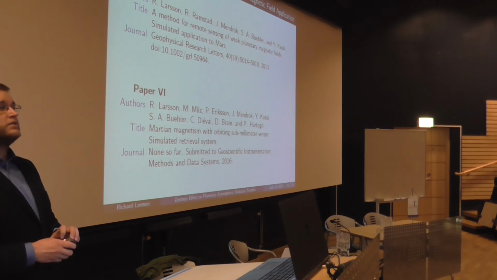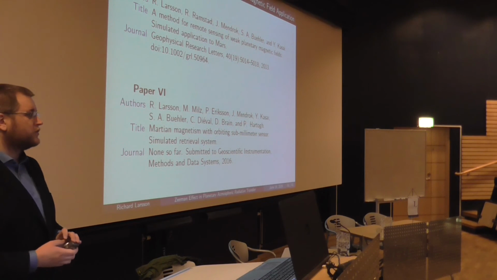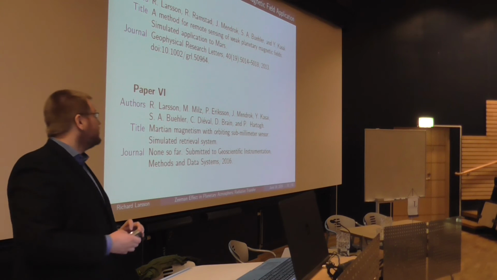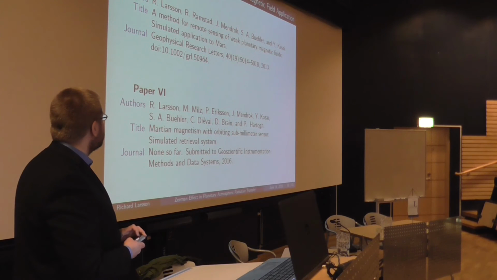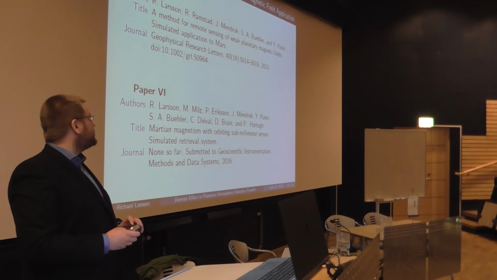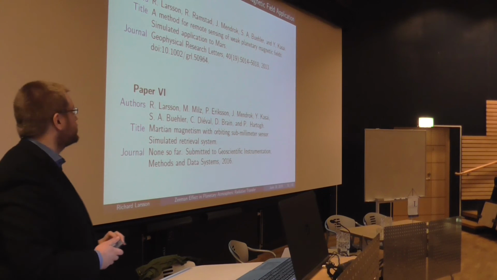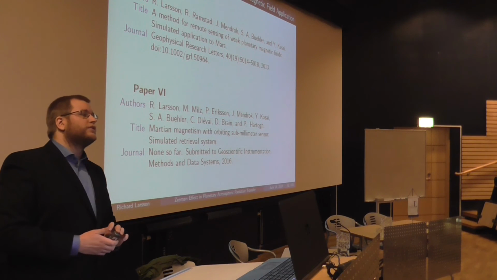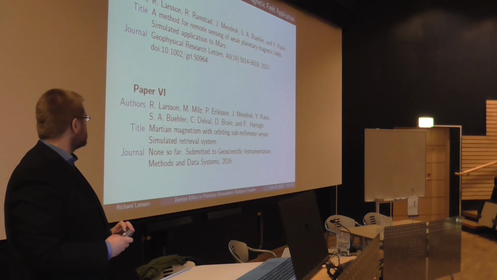Now, the last part of my talk is what I said before, that the Zeeman effect is, of course, how spectroscopy changes by magnetic fields. And one application for this should therefore be to retrieve magnetic fields. And so these are two papers about doing that on Mars. The first one is called A Method for Remote Sensing of Weak Planetary Magnetic Fields, where we show simulated applications on Mars. And the second one is called Martian Magnetism with an Orbiting Sub-millimeter Sensor, where we simulate a full retrieval system. The last one is not published. It is submitted, in review, I think, was the last status.